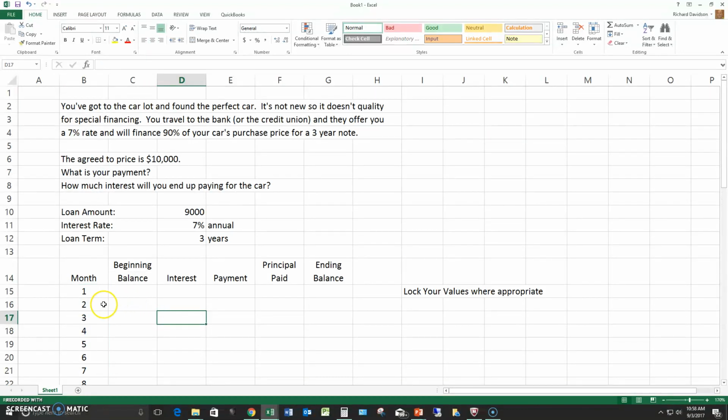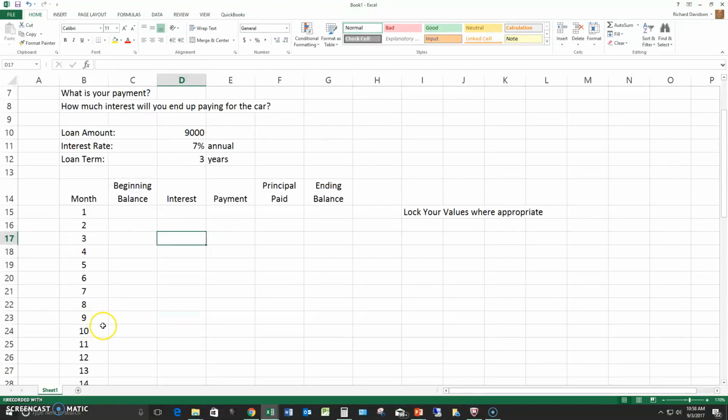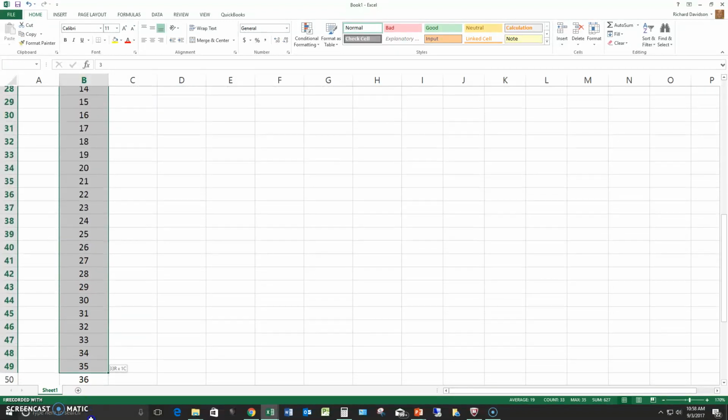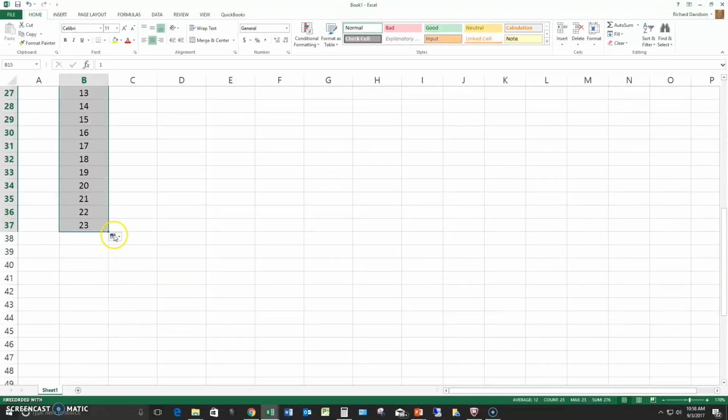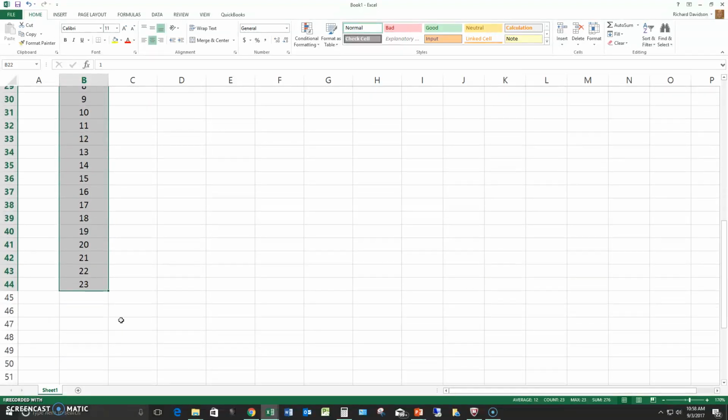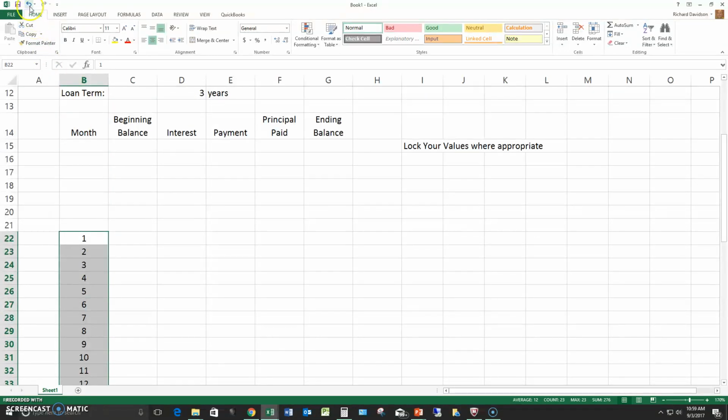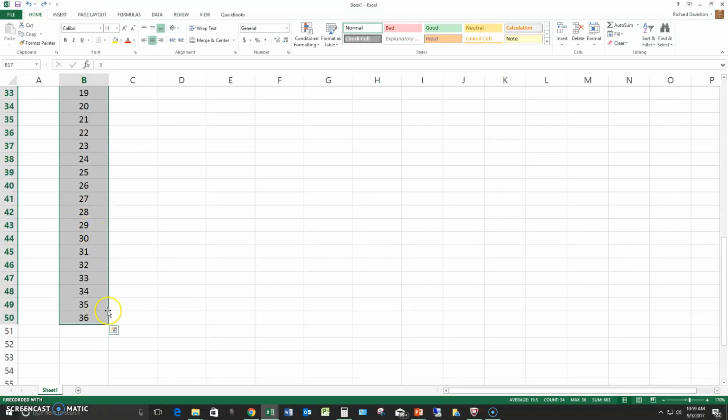You could have gone to here and typed 1, enter, 2, enter, 3, enter, 4, enter. And it would have done the same thing, but it takes a while. You could have also started the first 2 and then dragged down, but then you have to remember how far down 36 is. And if I don't go far enough, it's going to stop, and that's kind of a pain too. So we're going to use the fill command to do it correctly and stay with what we originally had here.